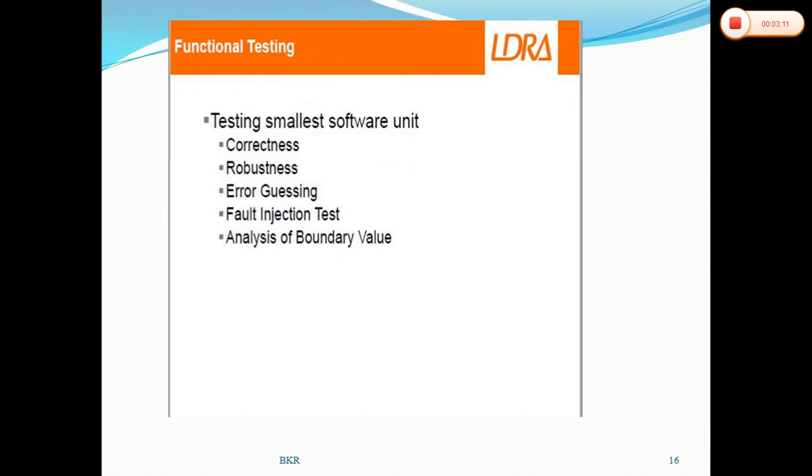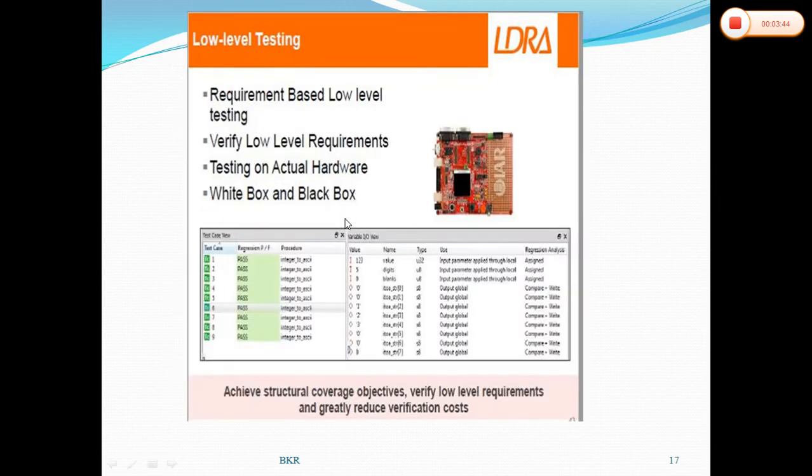Okay, that's an example. Then functionality testing. What is functionality testing? In functionality testing, we check the correctness, whether it is working properly or not. Robustness, error guessing, fault injection, analysis of boundary values. Here in functional testing, we identify the correctness, robustness, error guessing and fault injection. That is called functional testing. Two tests: one is requirement testing and the second is functional testing. In requirement testing, based on the requirement, we develop test cases. In functional testing, we analyze the correctness, robustness and error guessing of the given product.